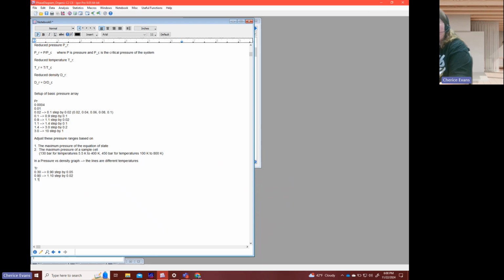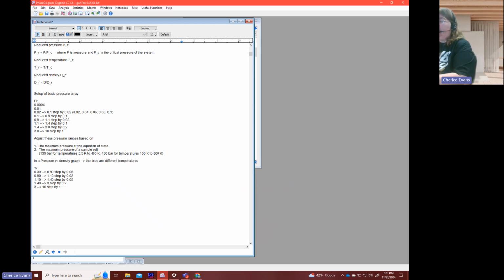And then in the region 1.10 to 1.40, I'm going to step by 0.05. And then between 1.40 and 3, I'm going to step by 0.2. Then between 3 and 10, I will step by 1. And that should be okay.